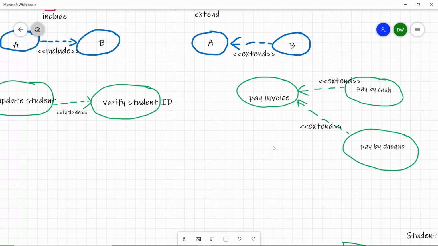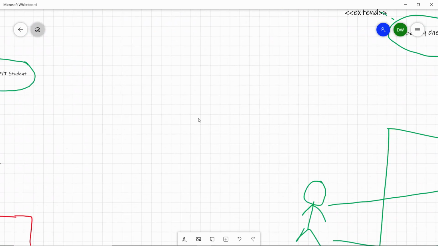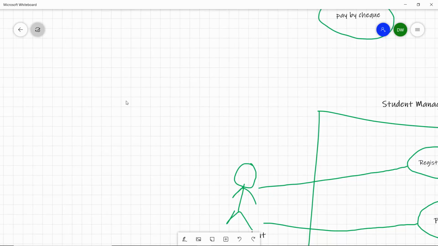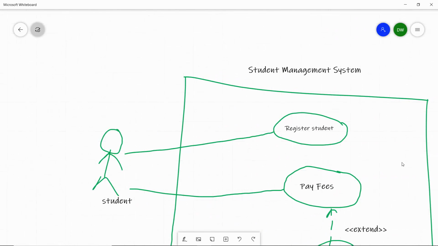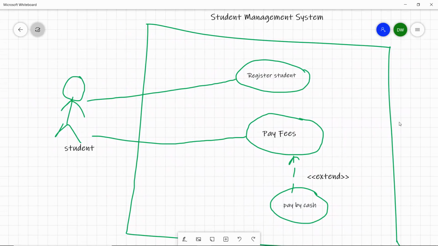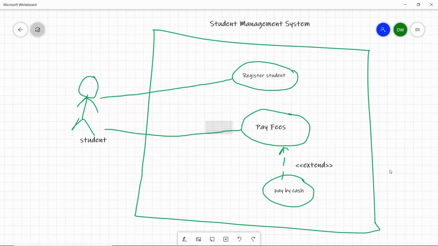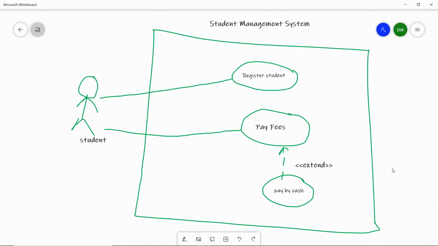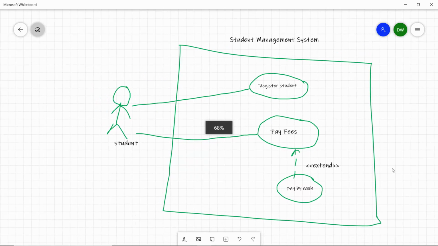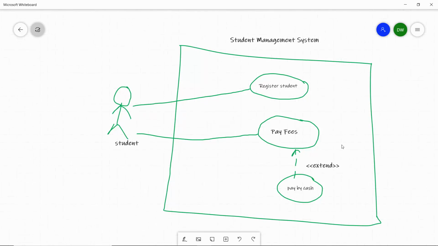So how we use these things within a use case diagram is given in this part. So here, when we are drawing a use case diagram, we will always have to mark the boundary. So boundary is defined like this.